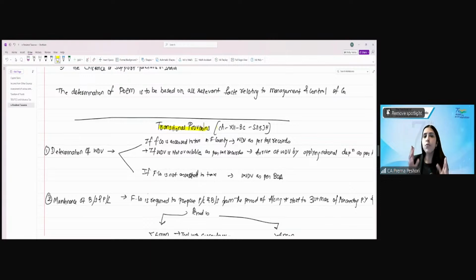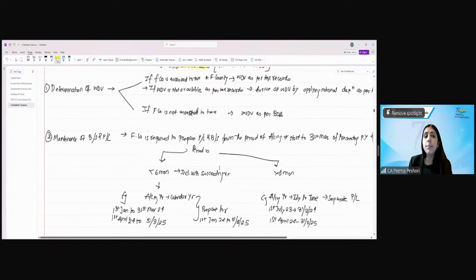So therefore it says if the foreign company is assessed to tax in the foreign country, then we will start with the WDV as per their tax return. If the WDV for some reason is not available as per the tax return, then we will arrive at WDV by calculating the notional depreciation on the actual cost since the year it was first bought. We will arrive at the notional WDV at this point. And if I was not assessed to tax in the other country, then I will take the WDV as per the books of accounts. Clear?